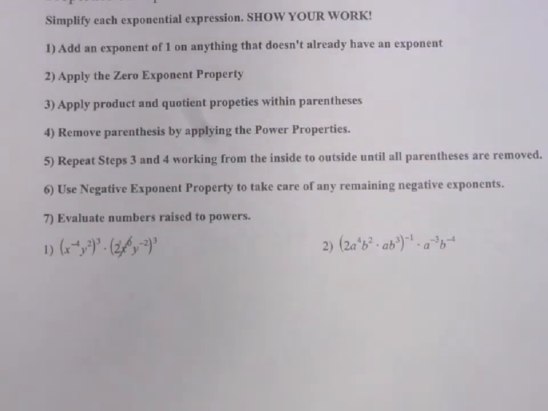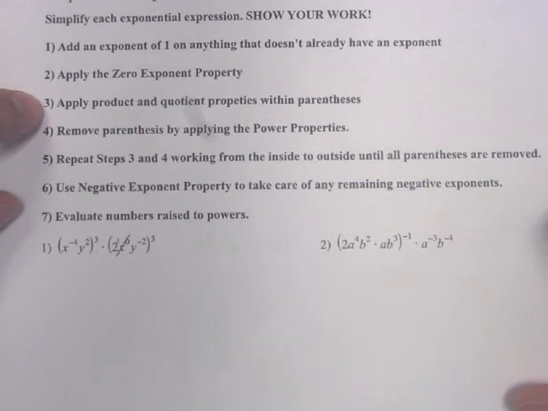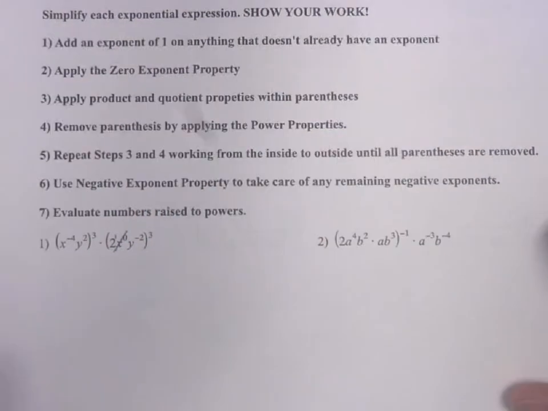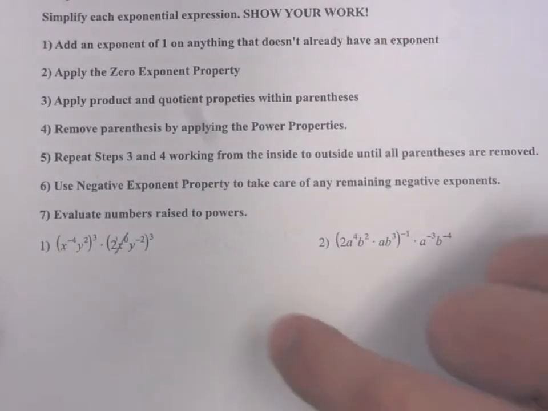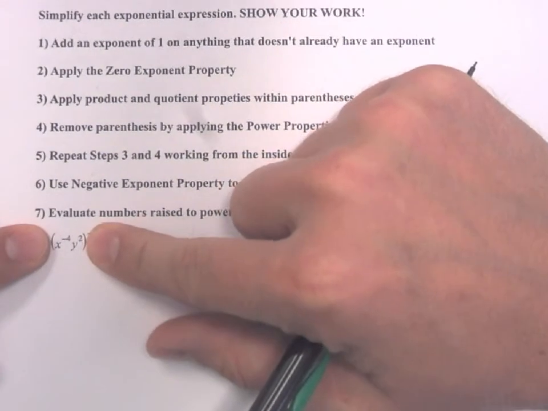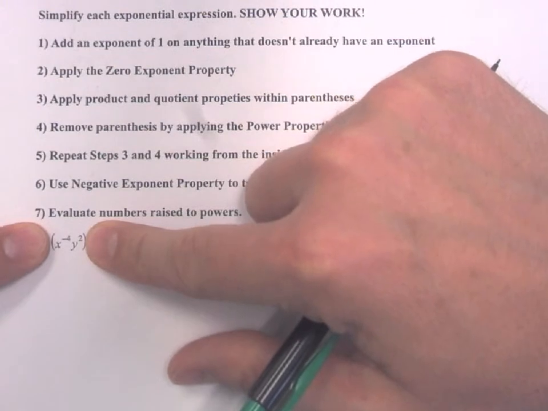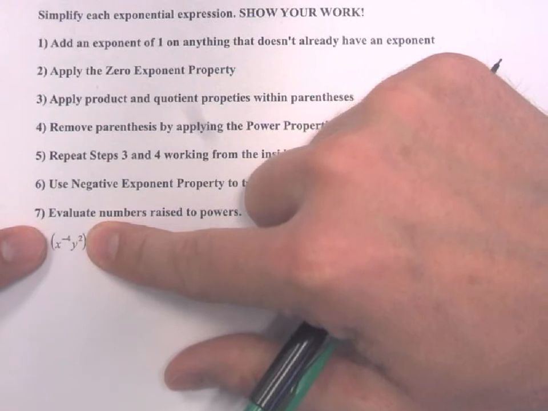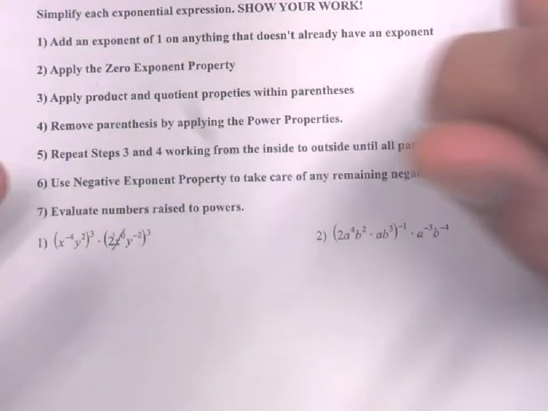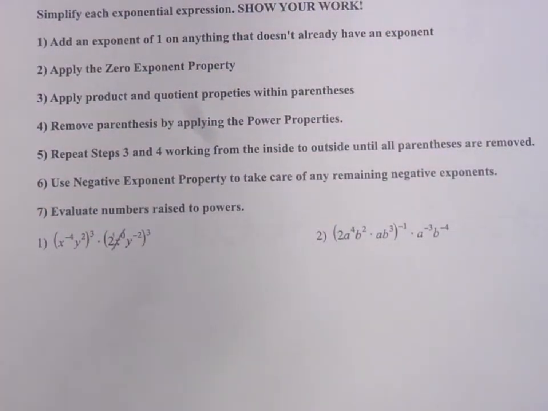The next thing we're going to do is apply the product and quotient properties in the parentheses. As we look inside the parentheses, if there are multiple x's or multiple y's, we're going to put those together by using the product or quotient property. A lot of people say combine like terms, but be very careful, because this is not a combine like terms idea. Combine like terms is a plus or minus thing. Here we're using properties of exponents.